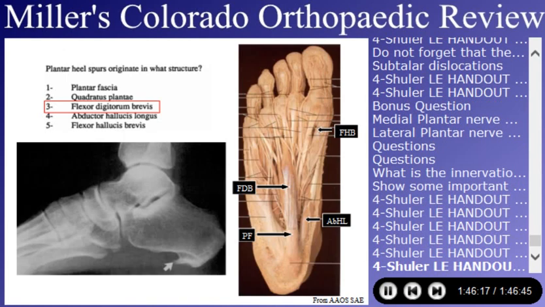Plantar heel spurs originate in what structure? Is it plantar fascia, flexor digitorum brevis? It's actually flexor digitorum brevis.